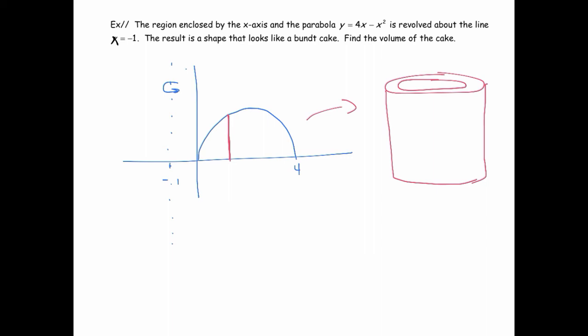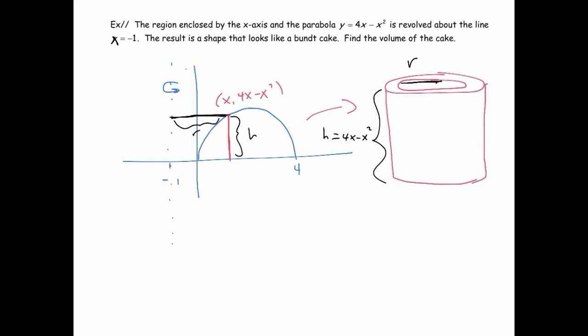Now the height of the shell is still f of x, right? This is the point x comma 4x minus x squared. The height is just 4x minus x squared. And the radius this time is a little different. So the radius, I'm going to just indicate like this. The radius goes from here all the way to the axis of rotation. So this is my radius.